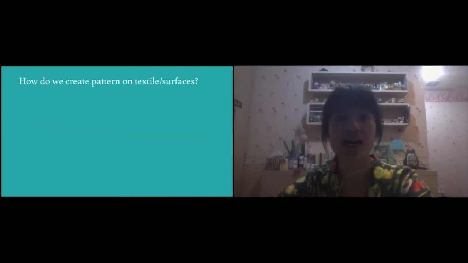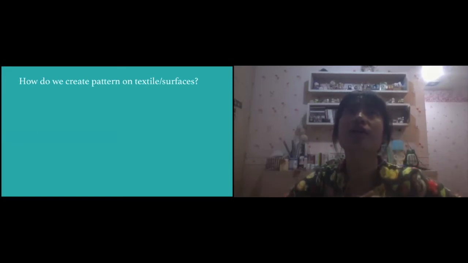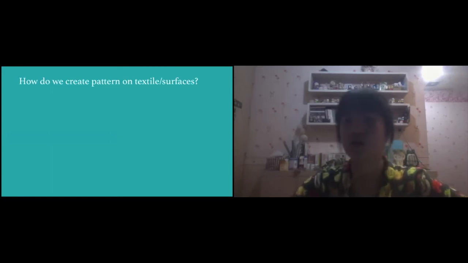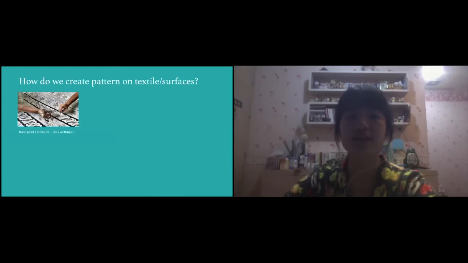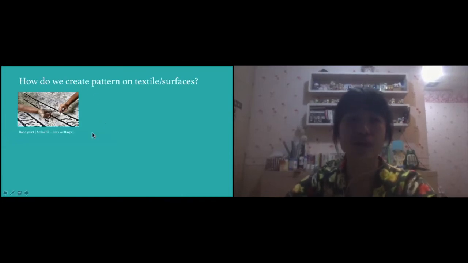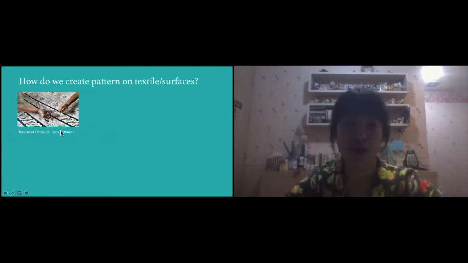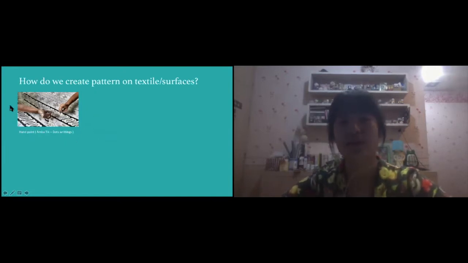Okay, and how do we create a pattern on textile or any surface? We can use a lot of ways to create a pattern on textile or a surface. In the traditional method, maybe we use hand painting. This is an example of hand-painted batik fabric. Batik is actually a Javanese word, and it uses a wax material to cover the colors.